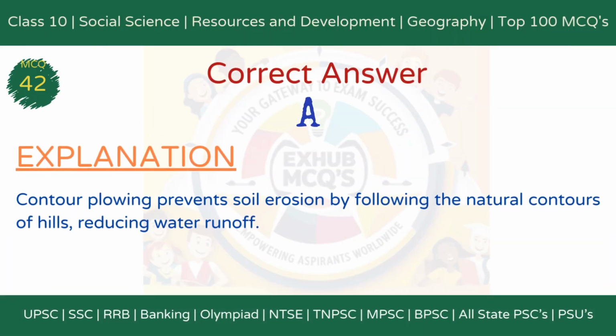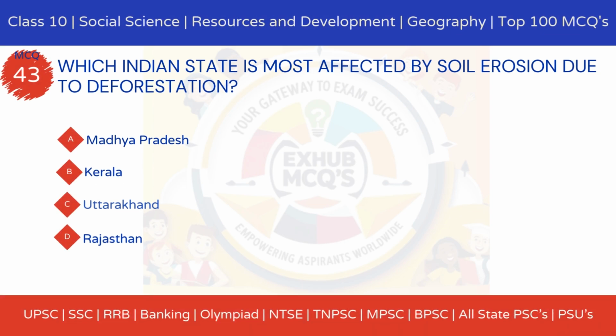The correct answer is option A, contour plowing. Explanation: contour plowing prevents soil erosion by following the natural contours of hills, reducing water runoff. MCQ 43. Which Indian state is most affected by soil erosion due to deforestation? Option A, Madhya Pradesh. Option B, Kerala. Option C. Option D, Rajasthan.